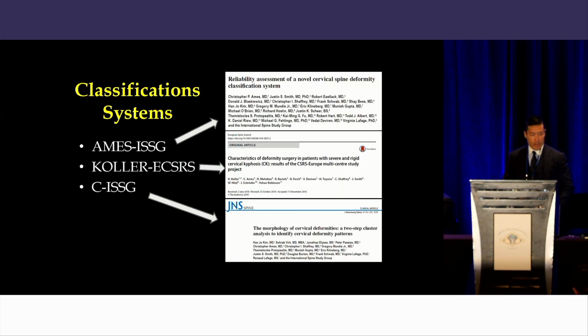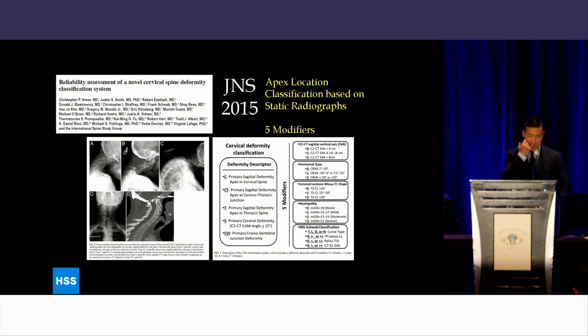So here are some of the classification systems that I was talking about. The top two are ones that we're familiar with. The lower one is a newer one, came out by the cervical section of the ISSG, but the difference here is that the top two are descriptive deformity classification systems. The lower one utilizes dynamic radiographs in addition to the static radiographs. And I'm going to go into some of the details of that.